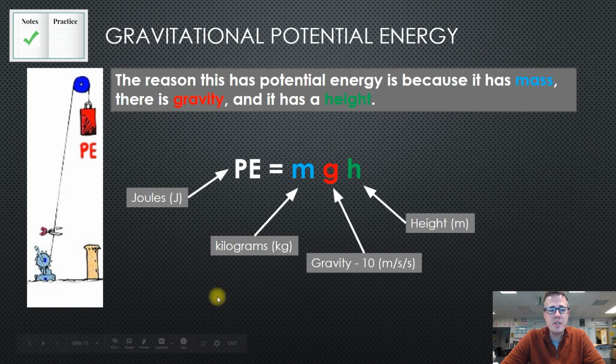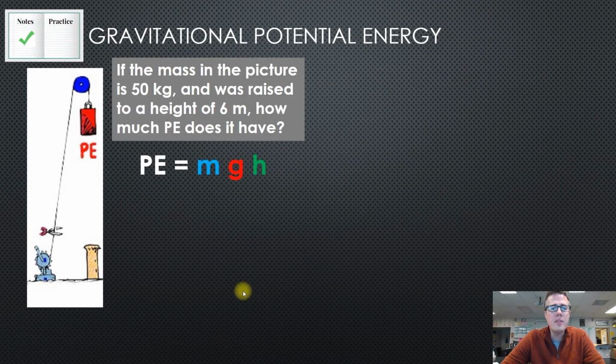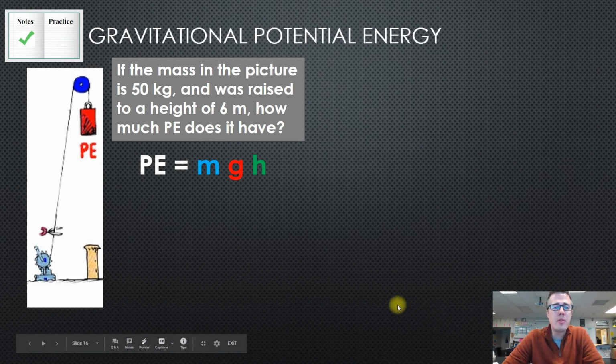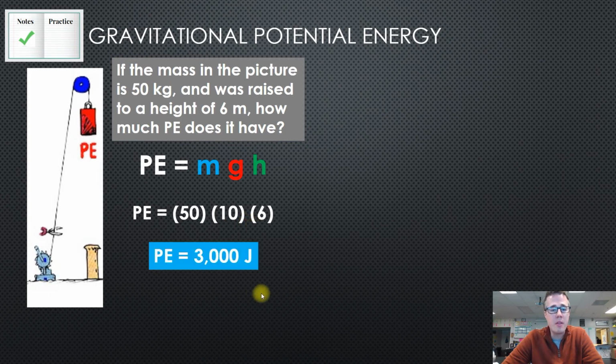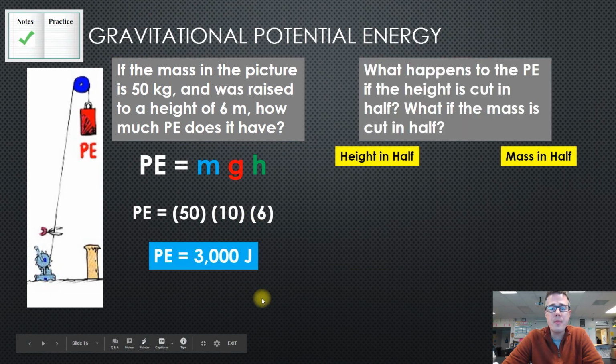So once you have all this information, let's put this equation to work. Let's go and use it. So let's say that the mass in the picture, the red mass that's hanging, is 50 kilograms. And we raised it up to a height of 6 meters, and we want to figure out how much potential energy does it have. So we plug in all of the information that we were given. We were given a mass of 50, gravity is always 10, and we raised it up to a height of 6, and we just multiply. We get 3,000 joules.